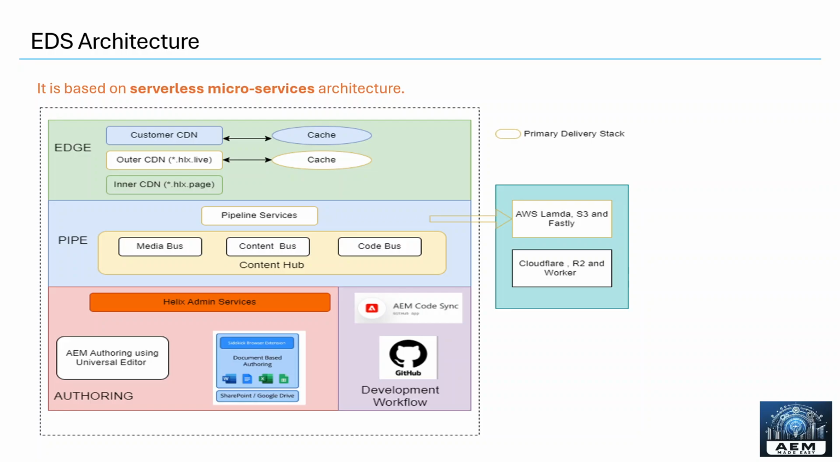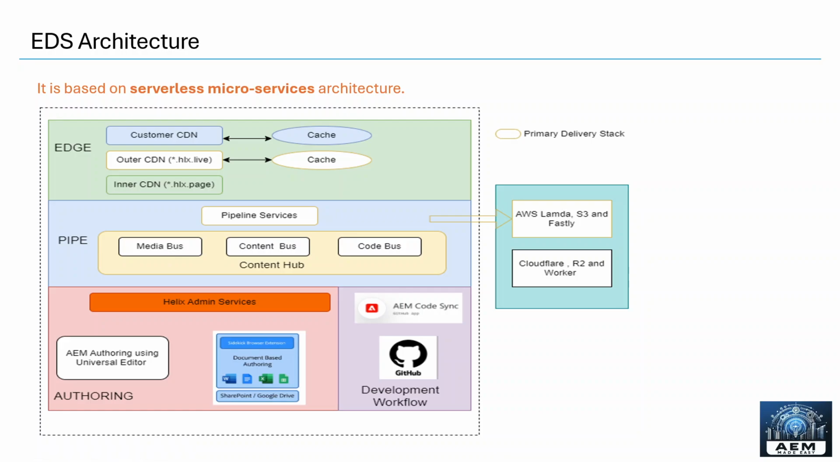Pipeline services basically use this content and code to render the final HTML page or JSON from the spreadsheet. These pipeline services run on AWS Lambda; they work as AWS Lambda functions, and all the content is delivered through the pipeline, except some content that is served straight from the CDN, like media bus assets and images, video, etc.